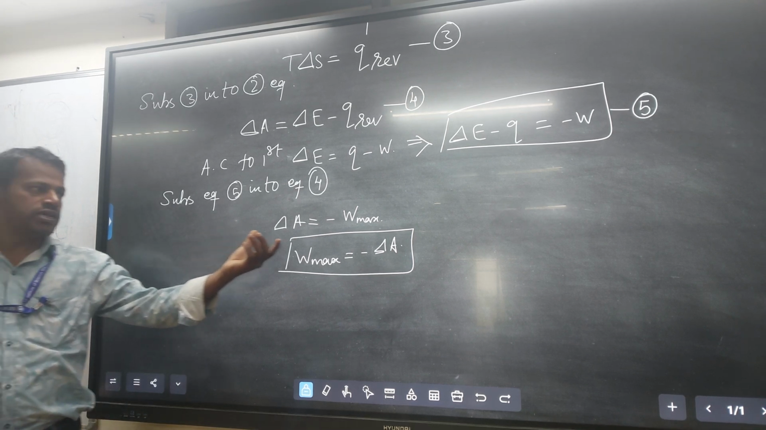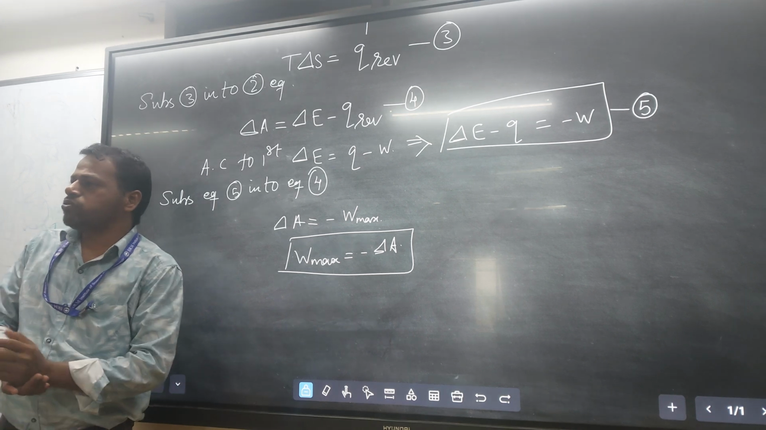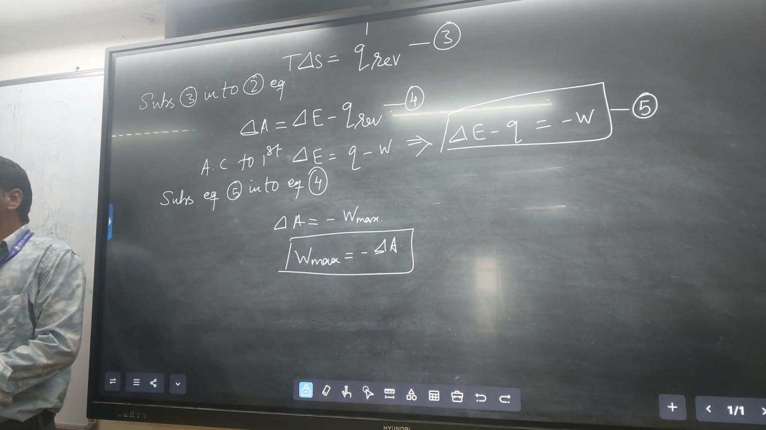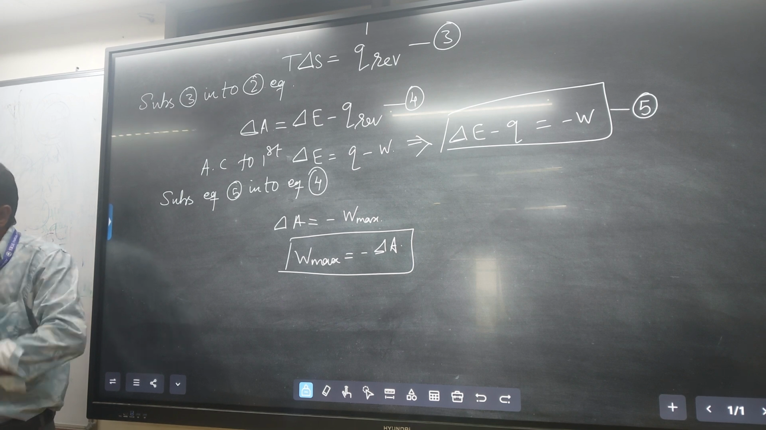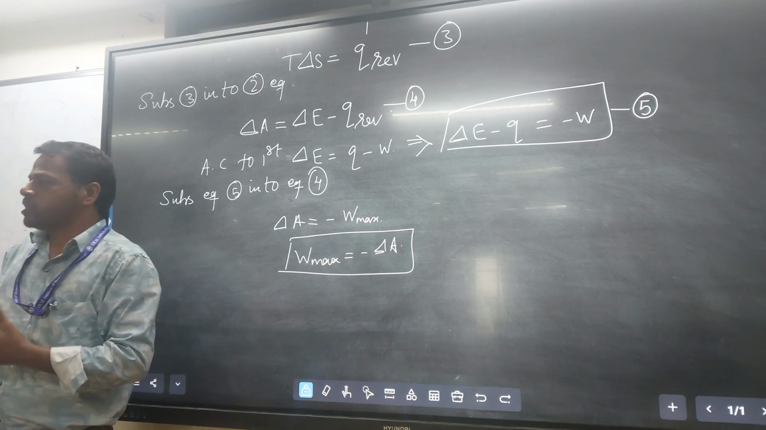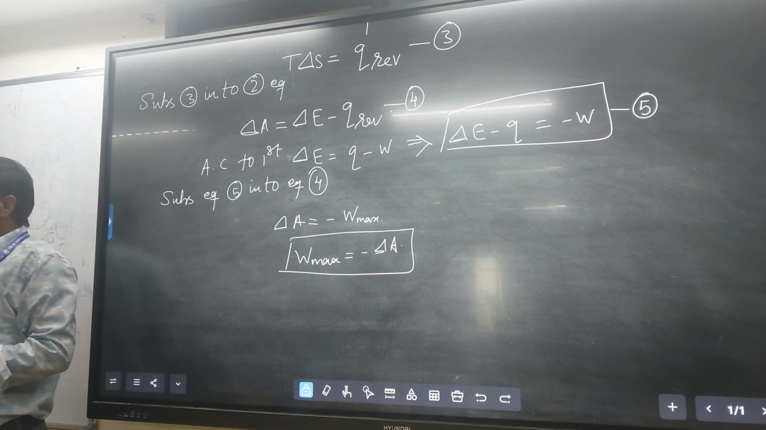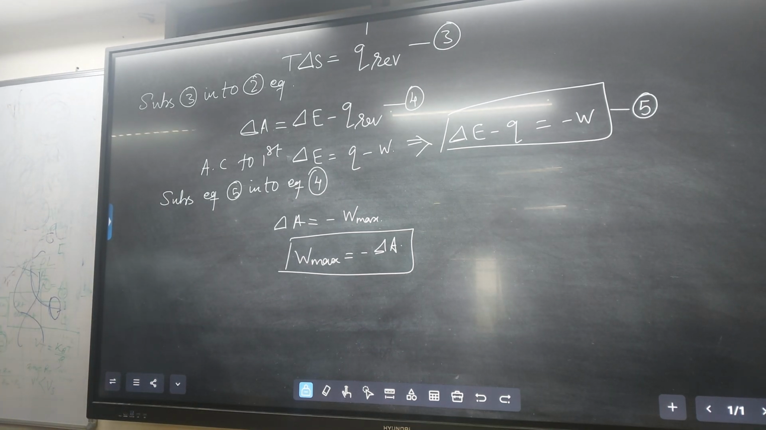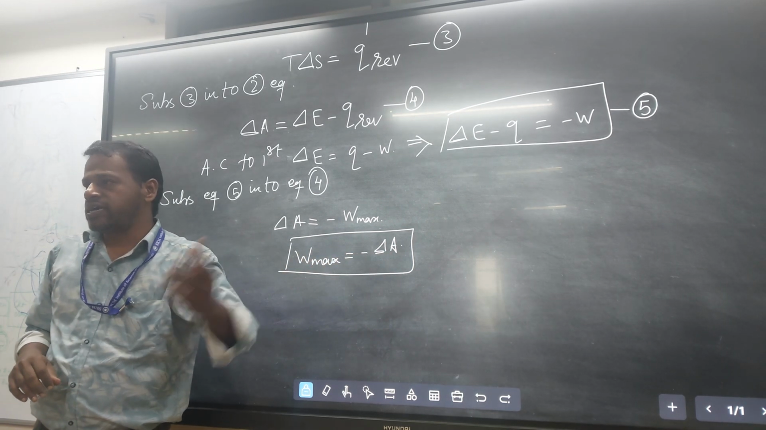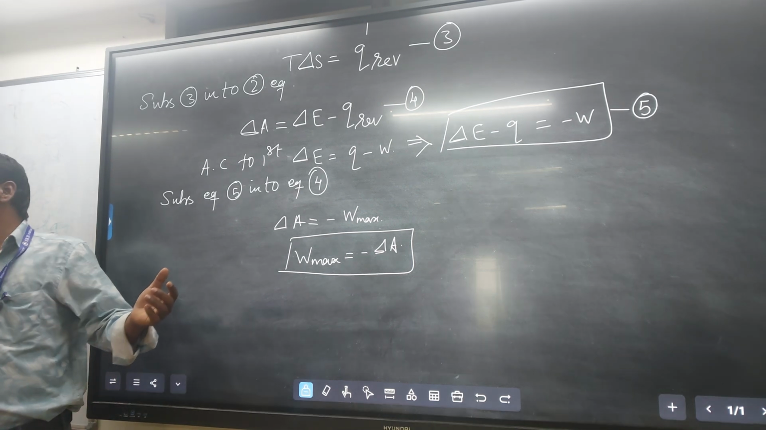What is the meaning of this equation? W max equals minus delta A. It means when the free energy is less, that is when you get the maximum work from the system. Yes, absolutely. When the free energy, the unconverted energy, is less, you get the maximum product. W max equals minus delta A. That is the meaning of this equation.